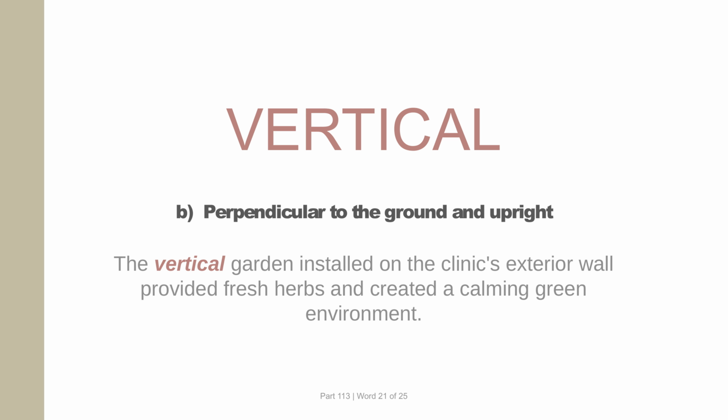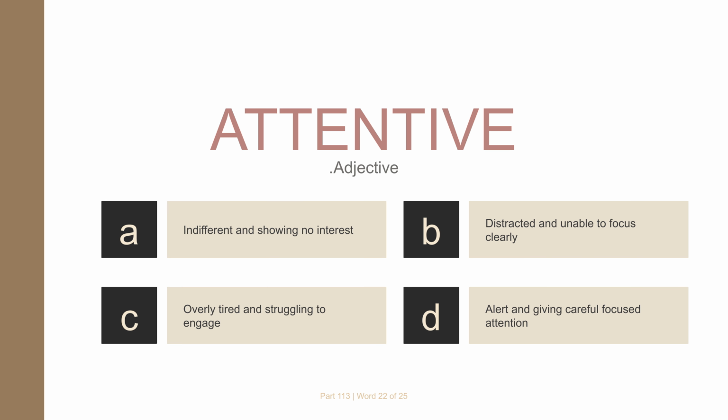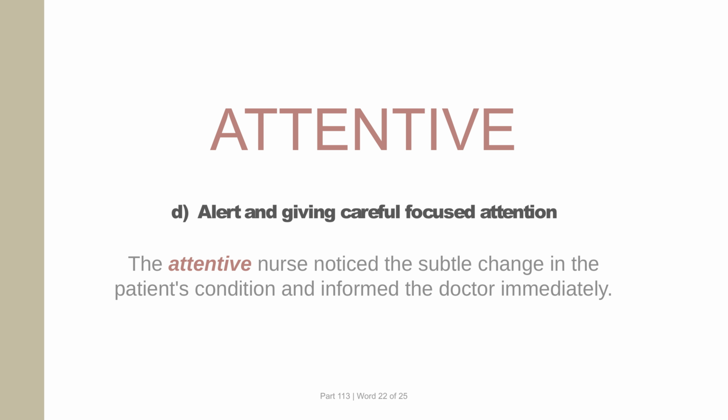Question 22. What is the meaning of attentive? Option A. Indifferent and showing no interest. Option B. Distracted and unable to focus clearly. Option C. Overly tired and struggling to engage. Option D. Alert and giving careful focused attention. Correct answer, option D. The correct meaning of attentive is alert and giving careful focused attention. Example: the attentive nurse noticed the subtle change in the patient's condition and informed the doctor immediately.